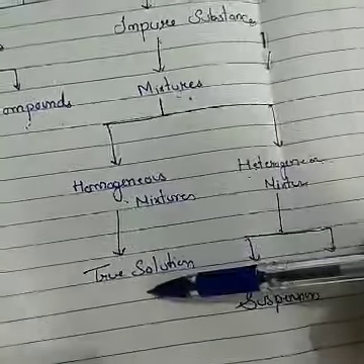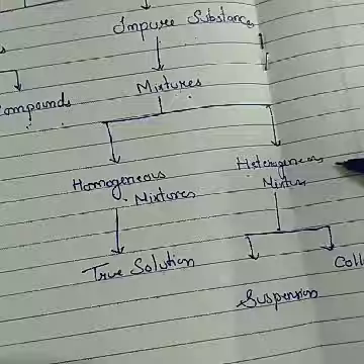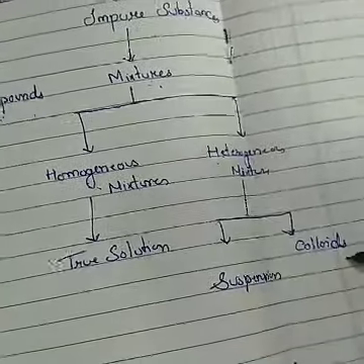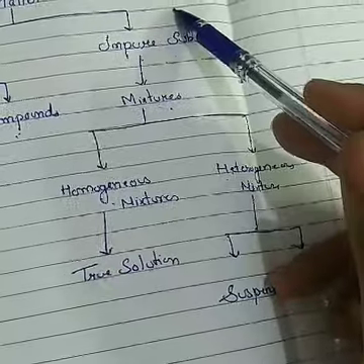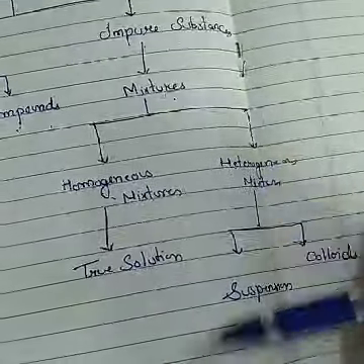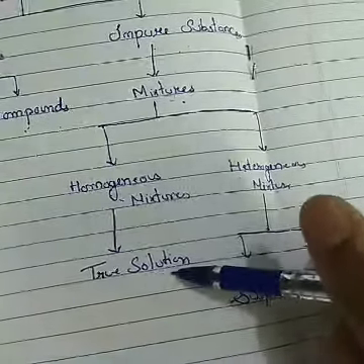In homogeneous, we have discussed true solution. In heterogeneous, we have discussed suspensions and colloids. This whole topic has been completed. Today, we are going to deal with the saturated and unsaturated solutions which come under true solution.